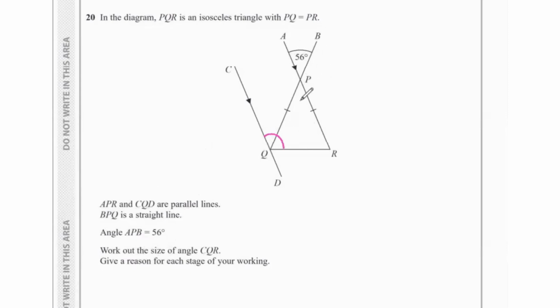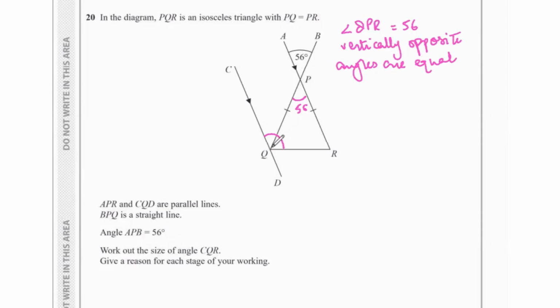So, if this is 56, this will also be 56. Why? Because vertically opposite angles are equal. So angle QPR equals 56 because vertically opposite angles are equal.